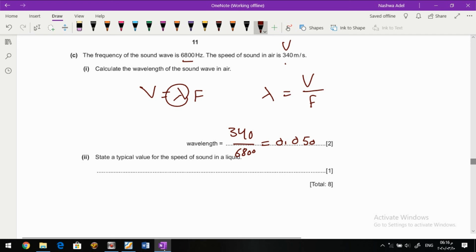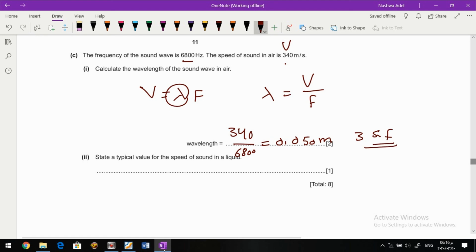0.050 meter. Don't forget, we need 3 significant figures. Okay, 3 significant figures, don't forget.